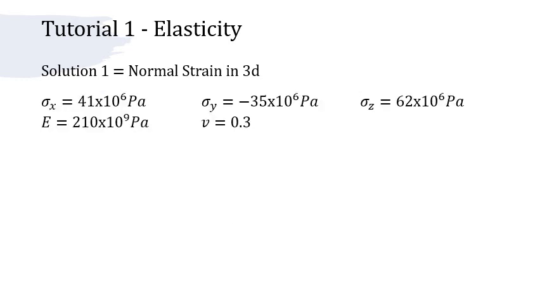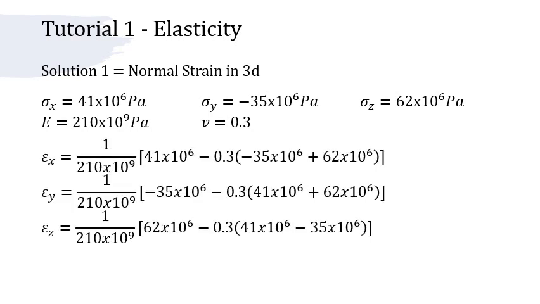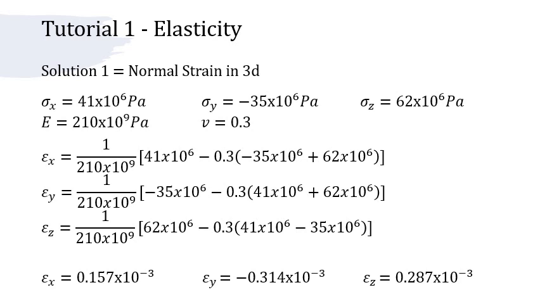But back to the tutorial question, again, these are our knowns. We know sigma x, y, and z, and the question also gives us a Young's modulus value and a Poisson's ratio. And so when we plug these knowns into our generalized Hooke's law equation, we end up with our solution for the direct strains in the three required directions. So epsilon x, y, and z. In our case, they'll have values of 157, minus 314, and 287 microstrain respectively. And it's important to note here that microstrain, or strain rather, has no units.